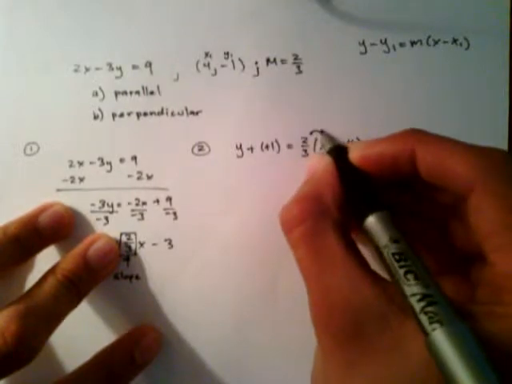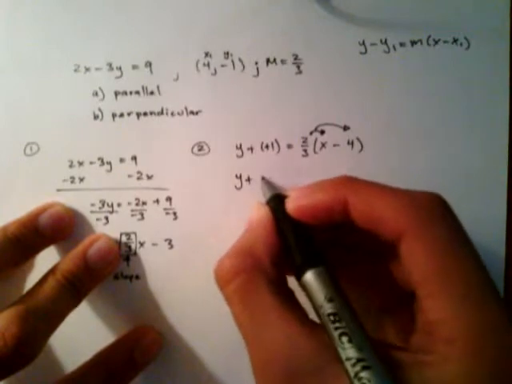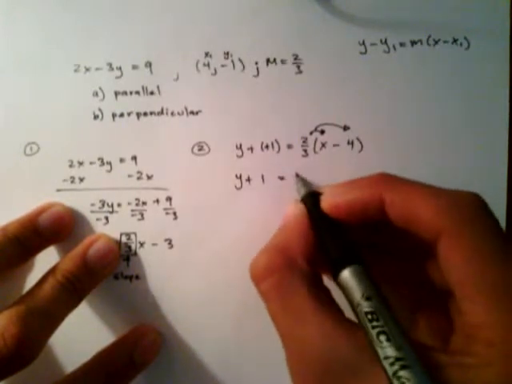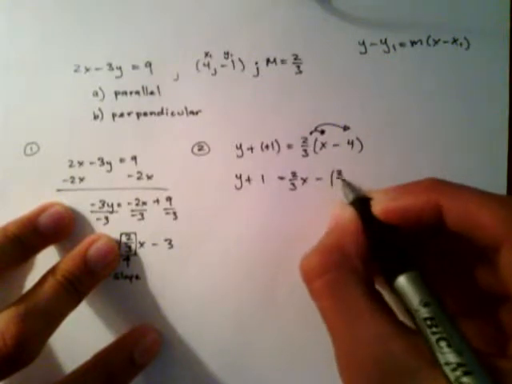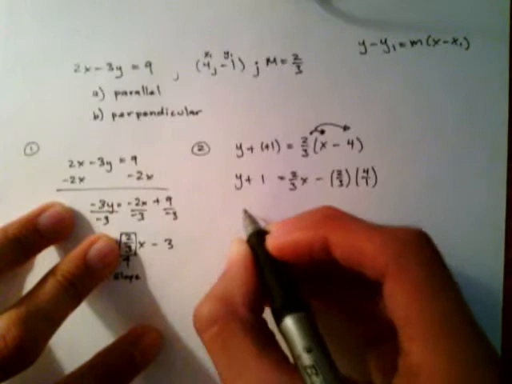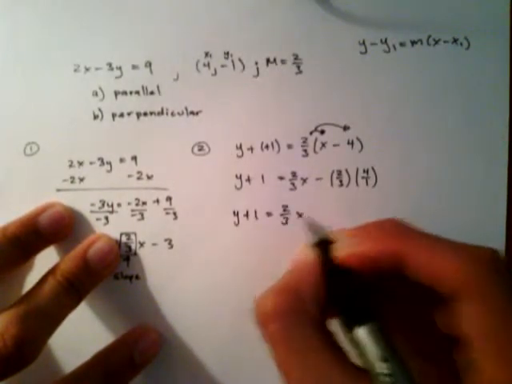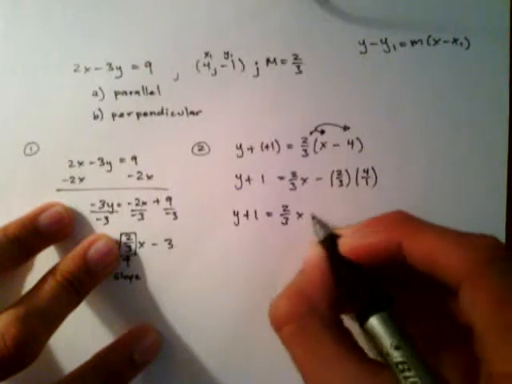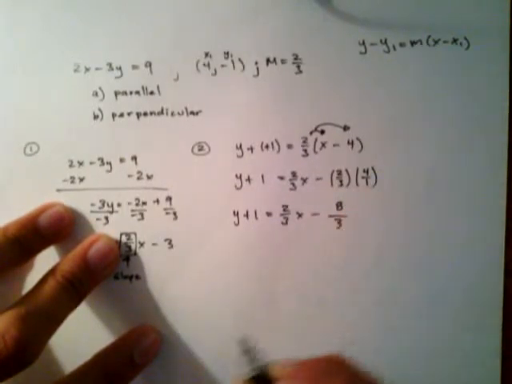Next, I'll begin by distributing 2/3 over. So I'm going to rewrite this. 2/3 times x gives me 2/3 x minus 2/3 times 4, and I'm going to write this as 4 over 1. Y plus 1 is equal to 2/3 x, and then 2 times 4 gives me 8 over 3. 3 times 1 gives me the 3.